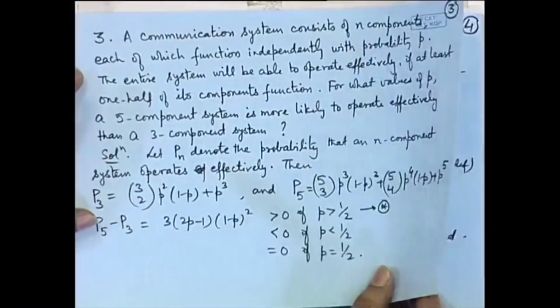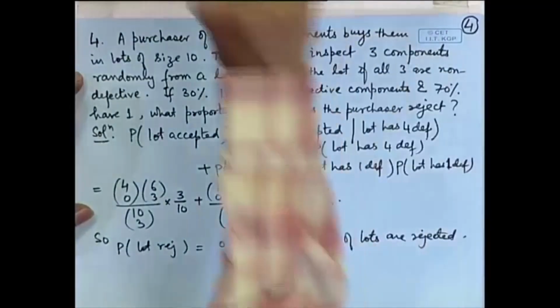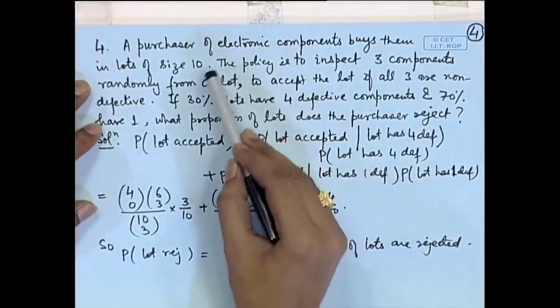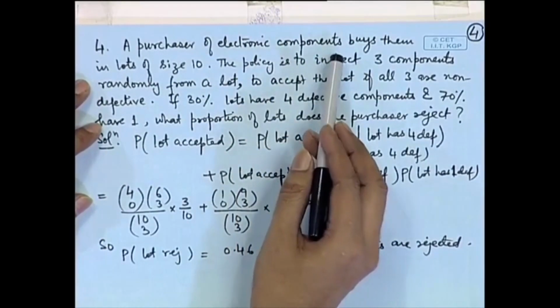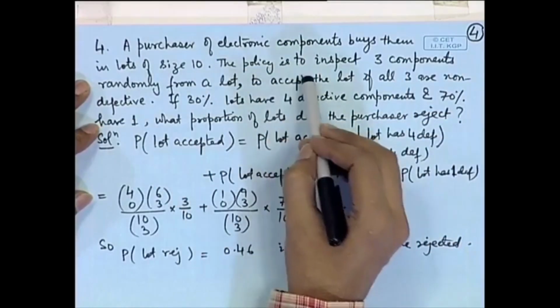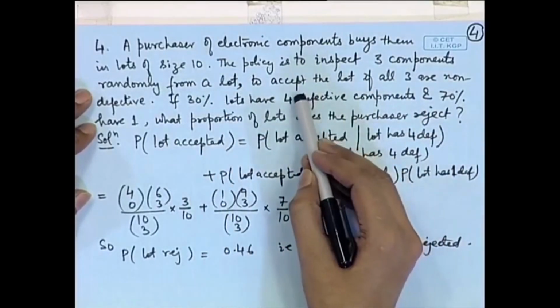So, these are some of the applications of the binomial and negative binomial distribution, etcetera. Let us look at an application of hypergeometric distribution. A purchaser of electronic components buys them in lots of size 10. The policy is to inspect 3 components randomly from a lot.